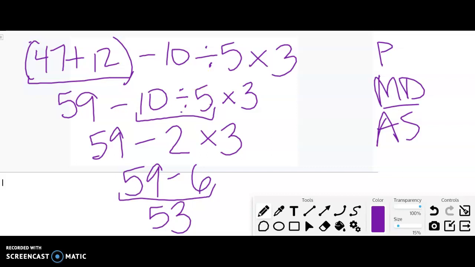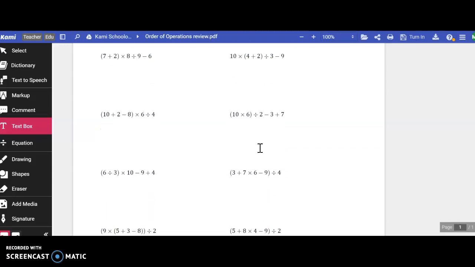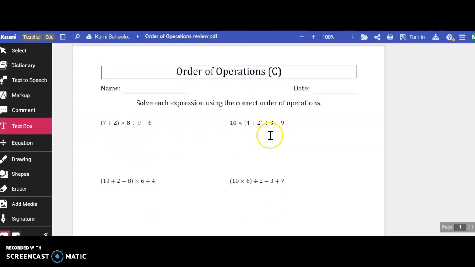All right, your practice today is, what's that, 10 problems? So remember, use order of operations, write it off to the side. P, then MD, then AS. Parentheses, multiply, divide, add, and subtract. Let me know if you need help, and good luck.